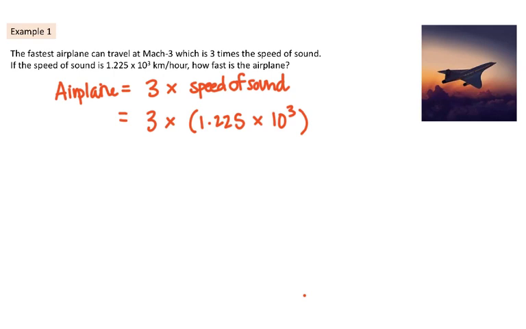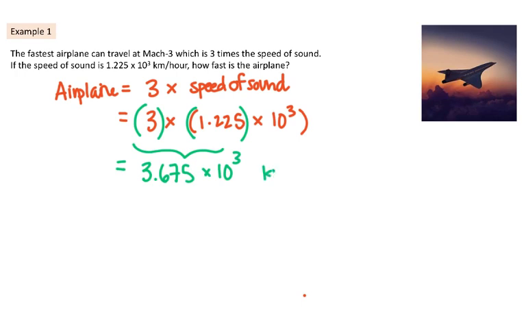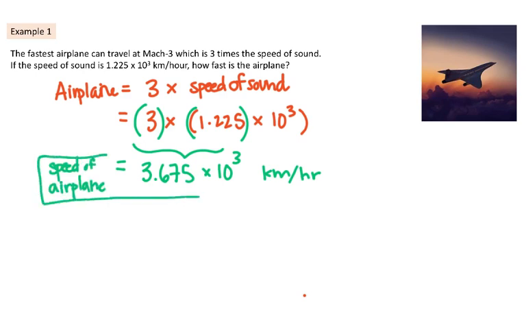So when we have scientific notation, you want to multiply same with same. So the number part with the number part, and if there's powers, you can multiply those powers together. So in this case, first we'll do 3 times 1.225, and we get 3.675. And we still have times 10 to the 3, and the units won't change. It's kilometers per hour. So that is our speed of the airplane. So there we go. That's the answer.